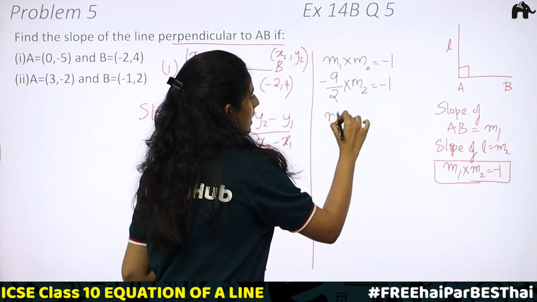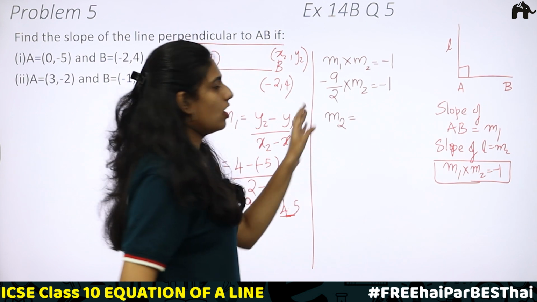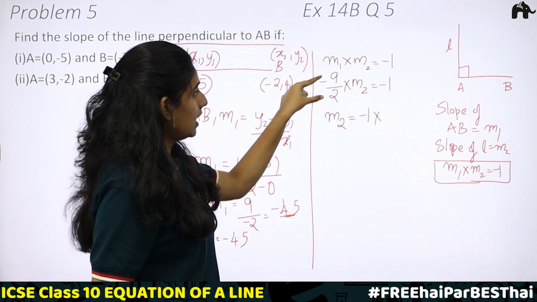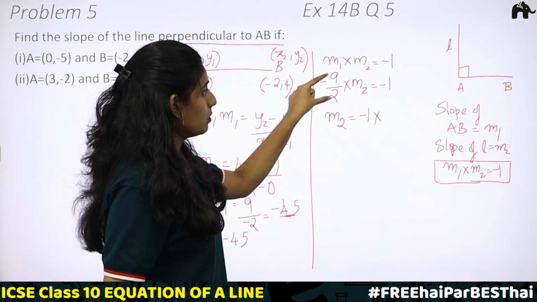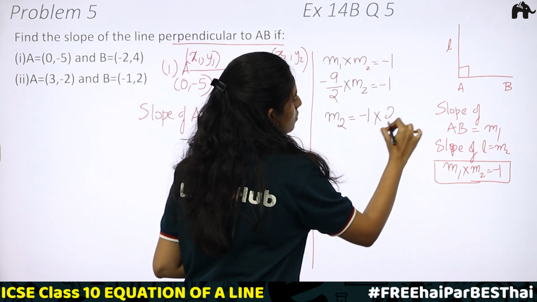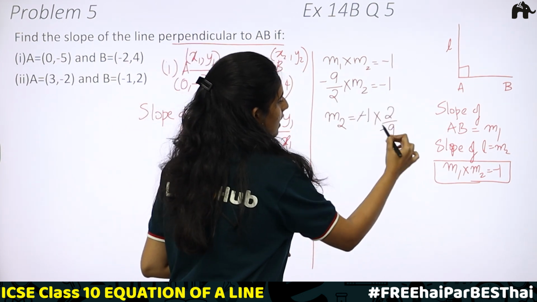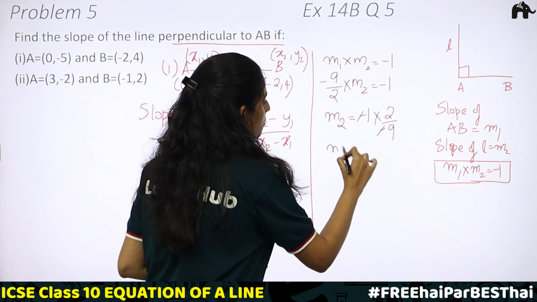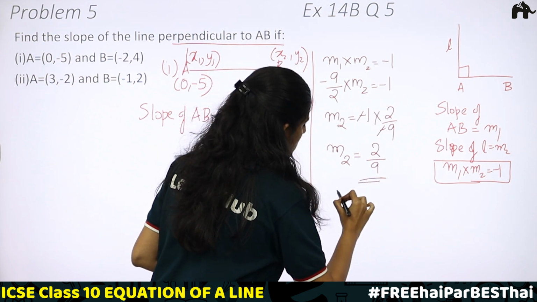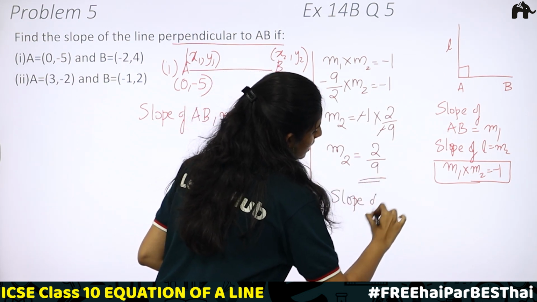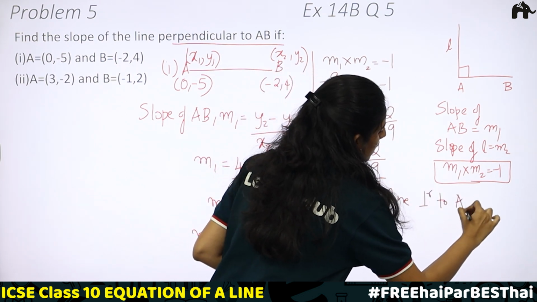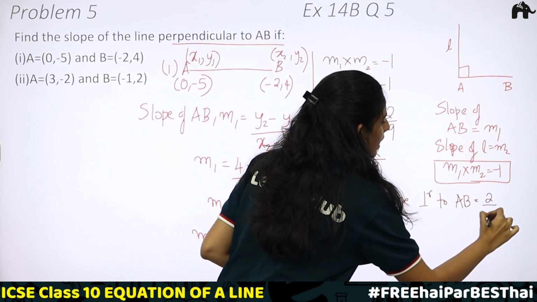Keep m2 on the left hand side and take all other terms to the RHS. That is minus 1 into, taking this to the opposite side, we have to take the reciprocal and multiply. Here we have minus 9 by 2, then it will be 2 divided by minus 9. Negative and negative can be removed. Therefore, the slope m2 will be equal to 2 divided by 9, which is the slope of the line perpendicular to AB.